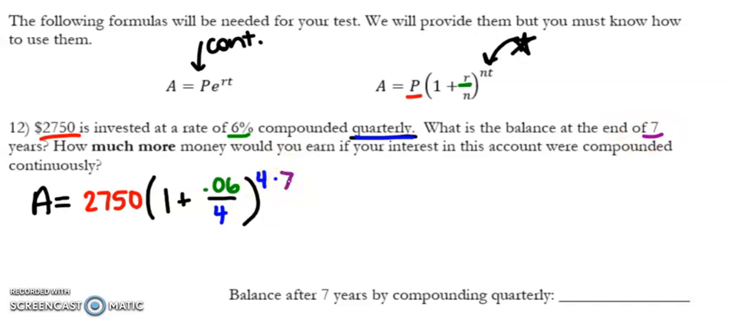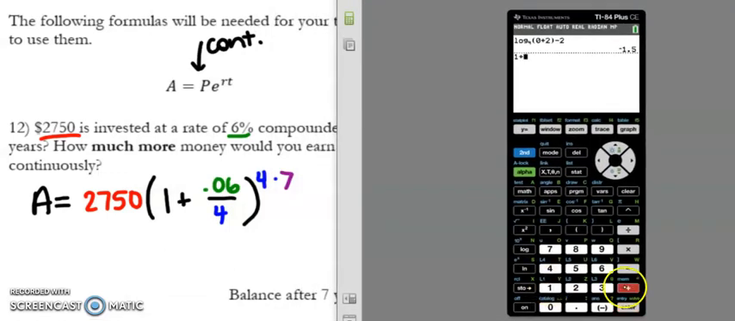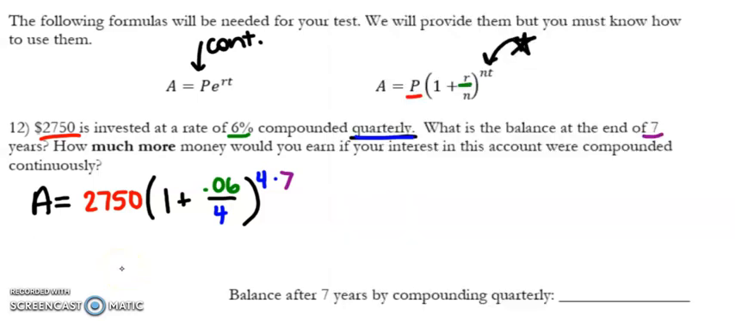Well, luckily for me, this is one that I can just type into my calculator. You want to just go with your order of operations. So I'm going to do 1 plus 0.06 divided by 4. Then I'm going to raise that to the 28th power. And then I'm going to multiply that by 2,750. So $4,172.36 is my amount after 7 years, compounded quarterly.